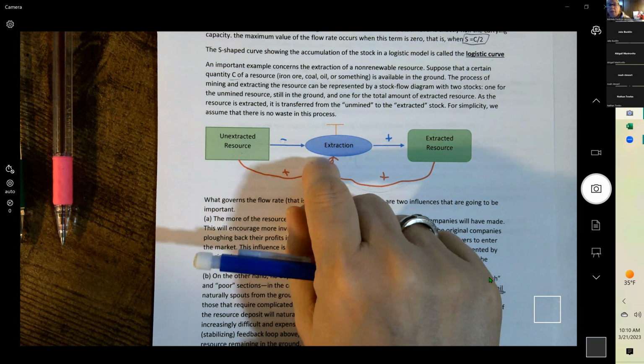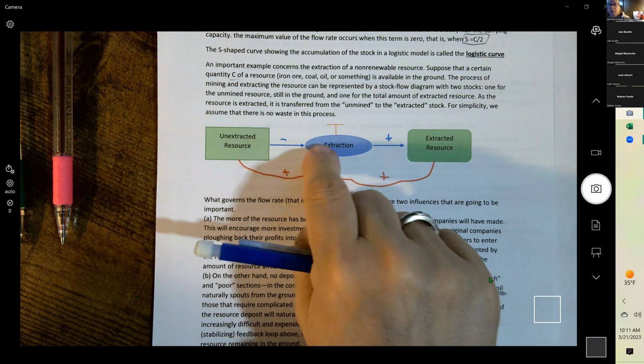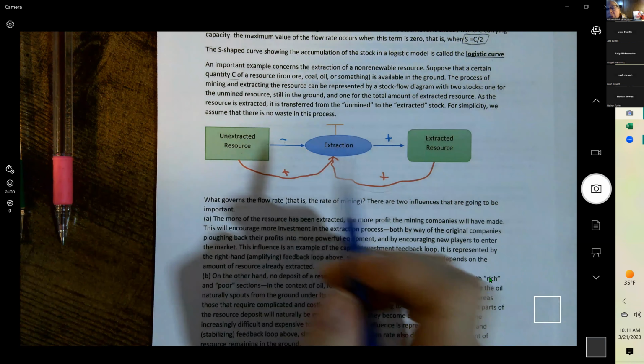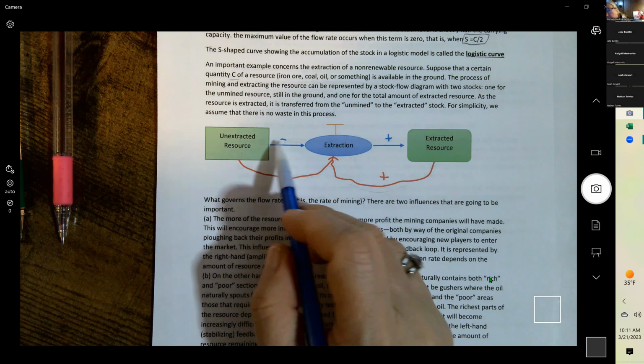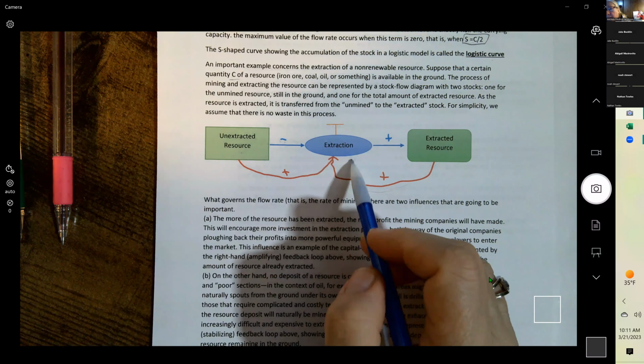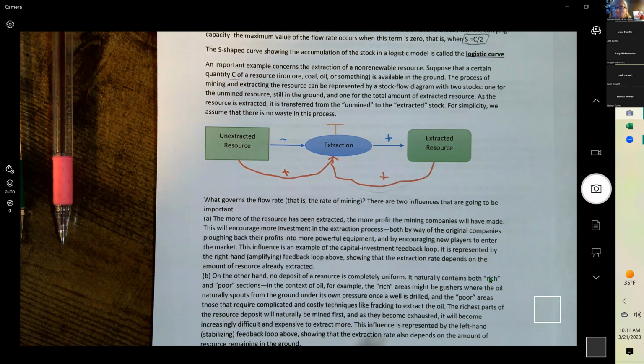This loop would not be amplifying, it would be stabilizing because there's one negative, so this stabilizes where this one amplifies. Any questions on that?